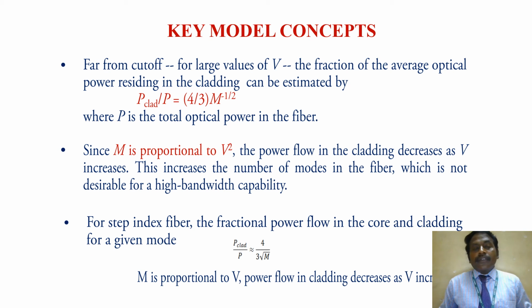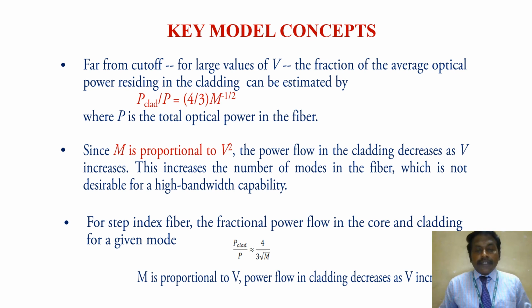Then, far from the cutoff, at larger values of V, the fraction of average optical power residing in the cladding can be represented by P clad by P, where capital P is the total optical power in the fiber and P clad is the power flowing through the cladding. P clad by P is equal to 4 by 3 of M power minus 1 by 2. Since M is proportional to V square according to the formula, the power flow in the cladding decreases as V increases. This increases the number of modes in the fiber, which is not desirable for a high bandwidth capability.